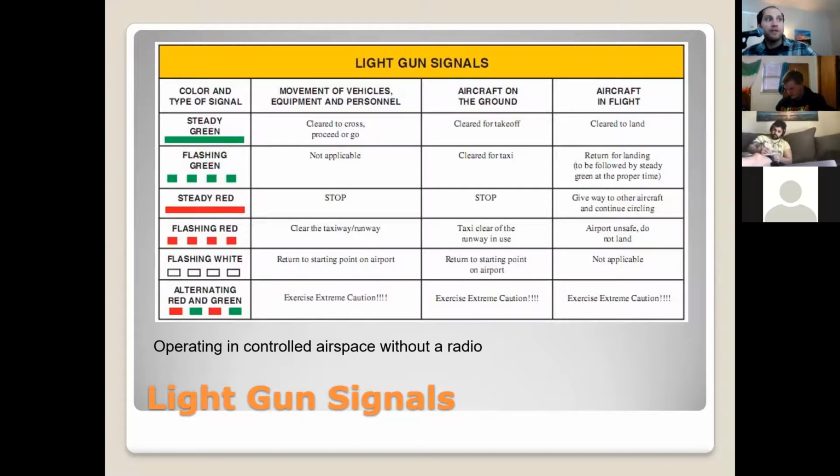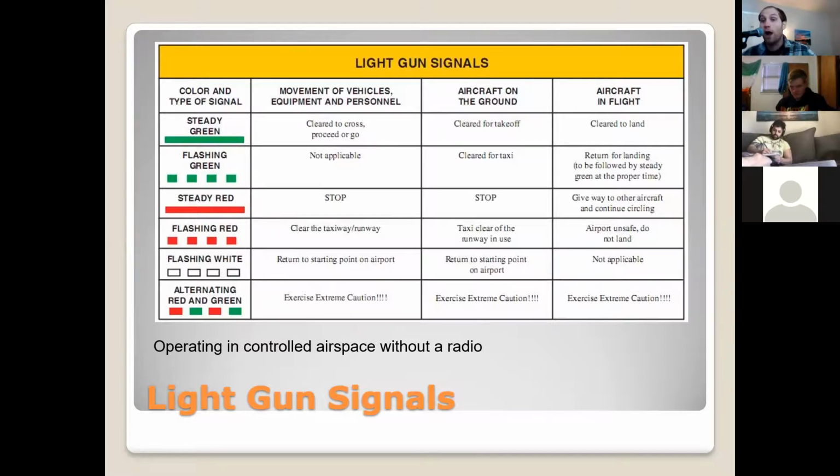We could have a situation where we're on the ground. We could have a situation where we're in the air. So I guess that'll be 2. They have a 3rd category for movement of vehicles, equipment, or personnel. So we're going to focus more on aircraft on the ground or aircraft in the air.